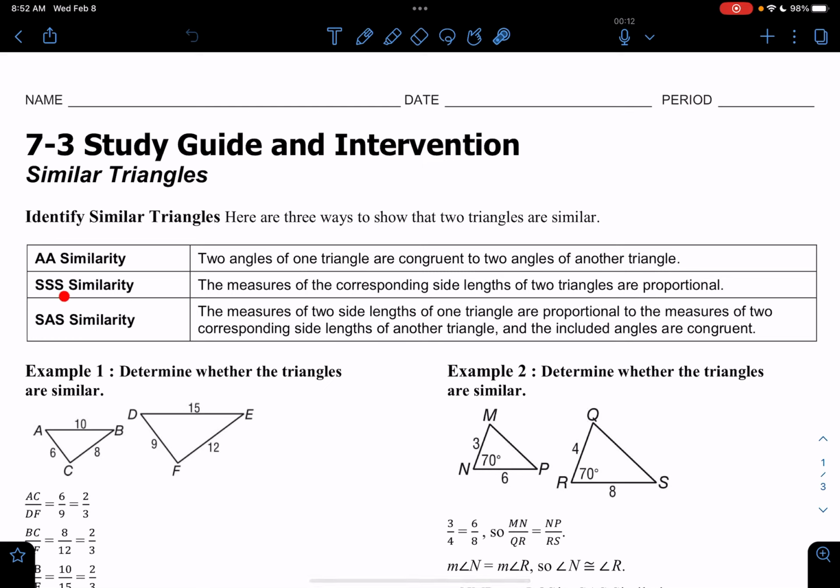Now, what is SSS? In order for triangles to be similar by SSS, you will have to evaluate all three sides of both triangles and they must hold the same proportion between all the sides. And that will tell you that those two triangles are similar. And last, you will have SAS. SAS says that you can evaluate two sides of the two different triangles and see if they hold the proportion between both of the sides, but the angle contained between the two sides will have to be congruent to the angle in the other triangle.